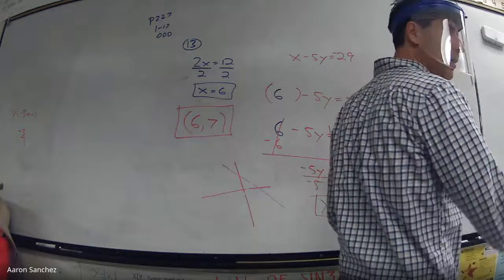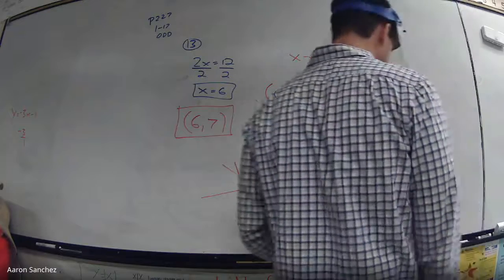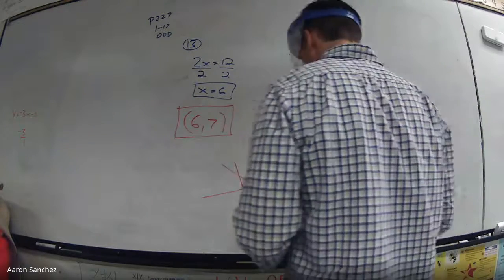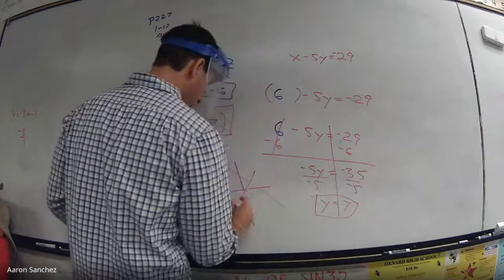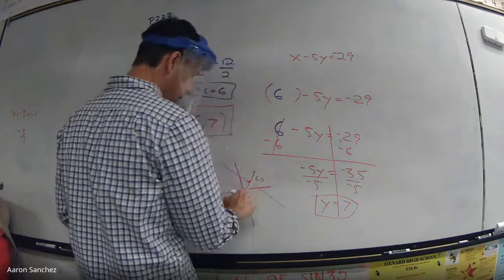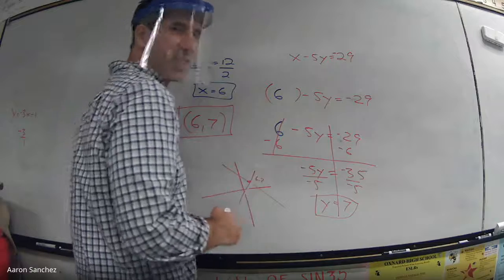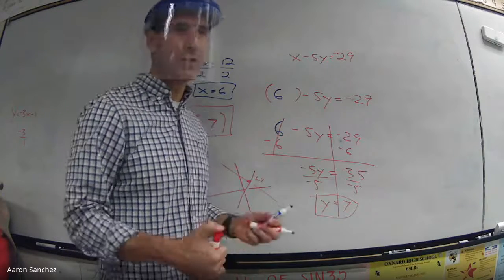Did you see what a terrible shot that was? So right here would be 6, 7. If this is a line, you go over 6, up 7, and that'd be my point of intersection, something like that. That's all it is.